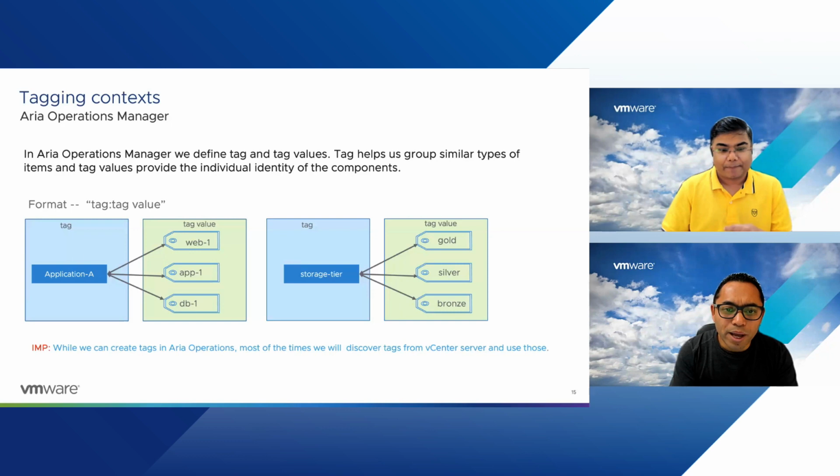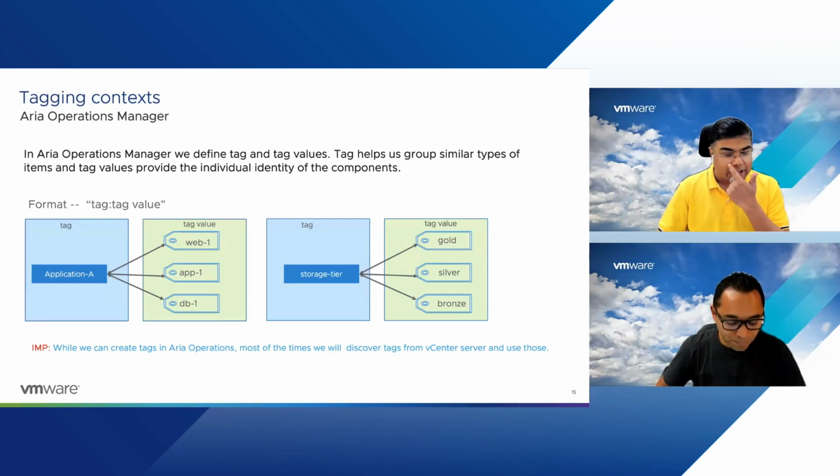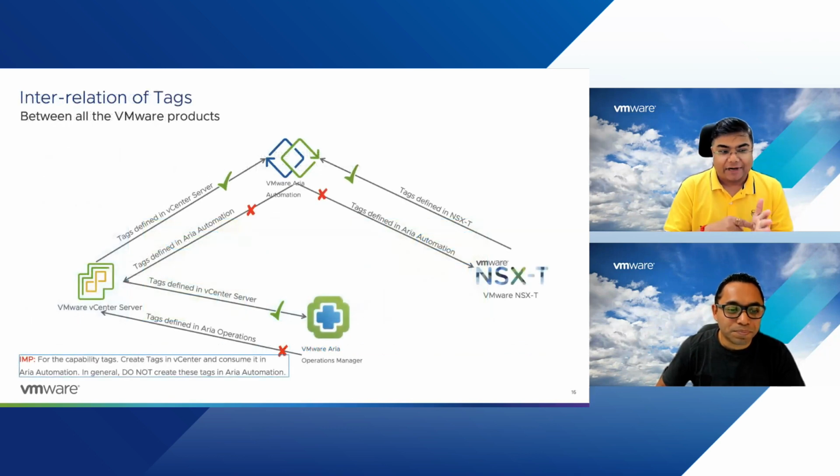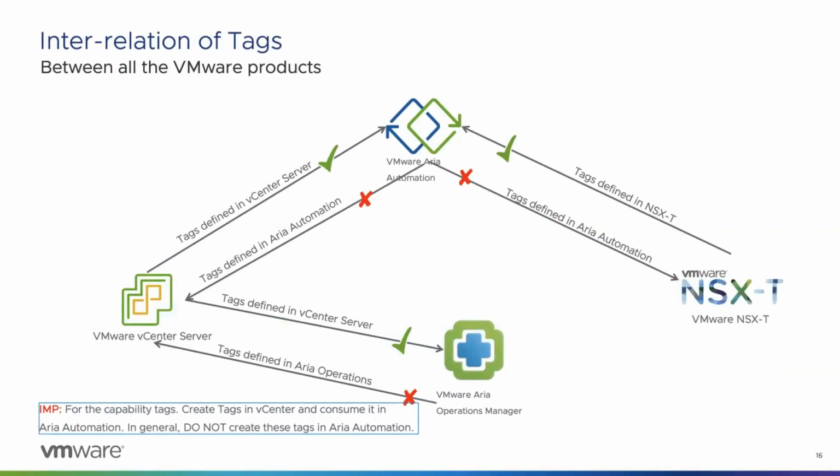We have seen tags in all these products, but what about their interdiscoverability? Ultimately, they are interacting with each other, so how tags are discovered by other products is very interesting. You can define tags in all of these products: NSXT, Aria Operations, vCenter Server. Aria Operations discovers tags from vCenter servers and NSXT directly, but the opposite is not true. Any tags that you define in Aria Automation are not discoverable in vCenter Server or NSXT. So the scope of any tags defined within Aria Automation is Aria Automation only.